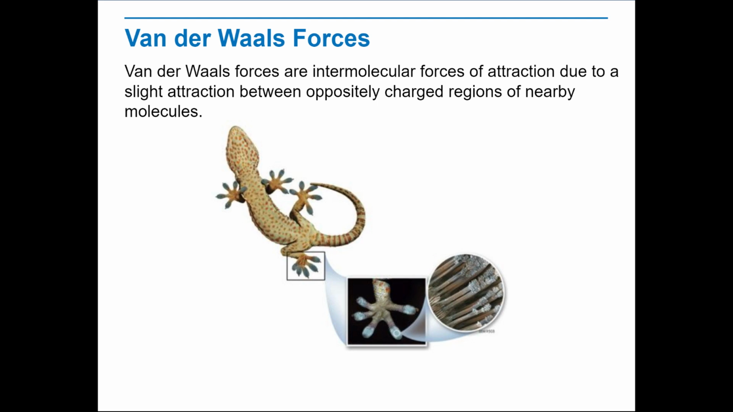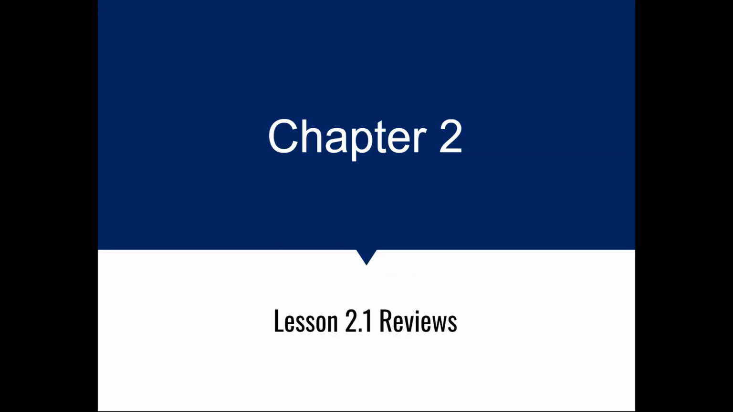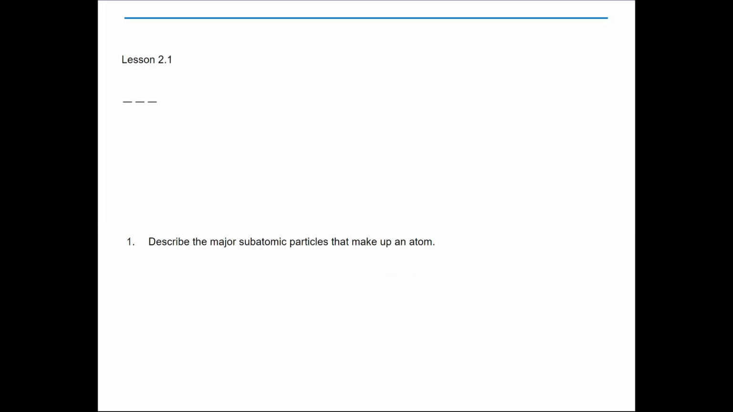So that being said, we talked a little bit about forces here. Hopefully you're able to pick up the two different kinds of bonds we have and how we're going to take a look at molecules and elements and atoms and how they go together. For this section, you have a couple of review questions. Question number 1, describe the major subatomic particles that make up an atom. Make sure you describe all 3 of them.